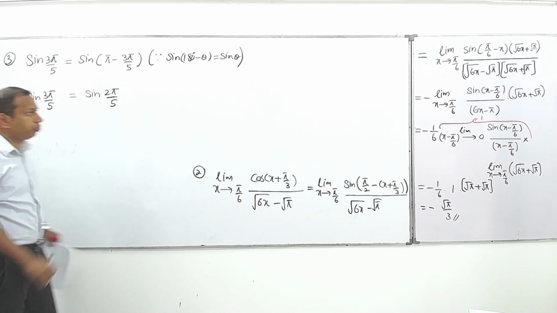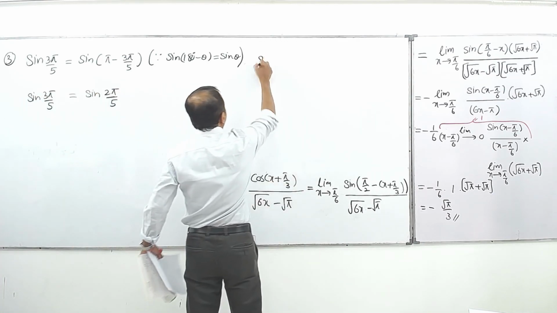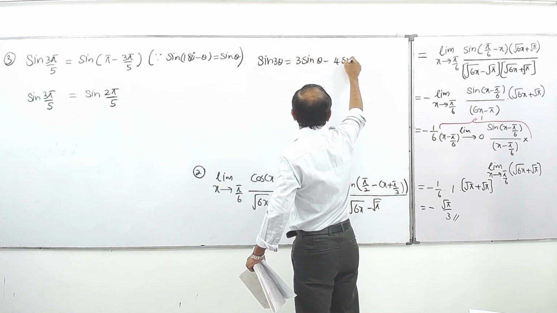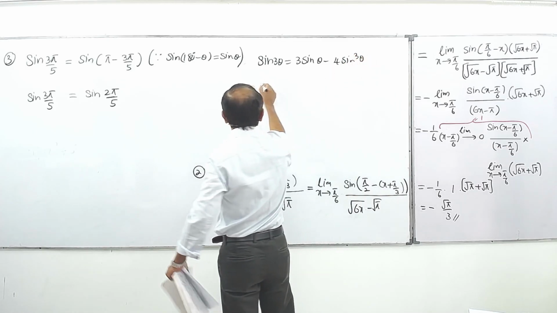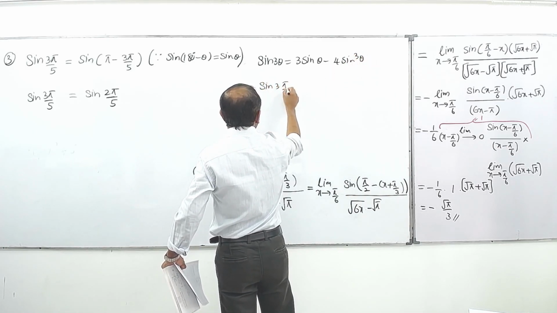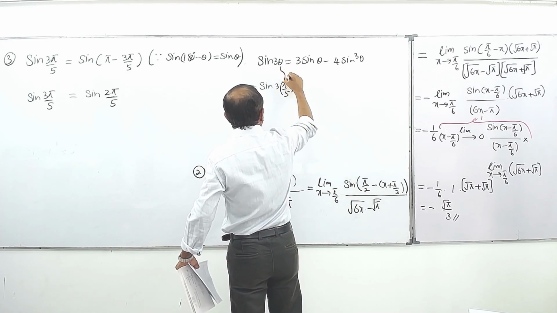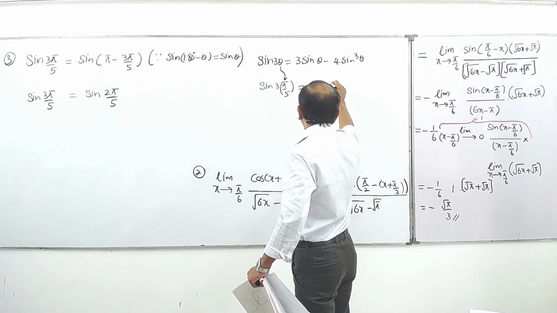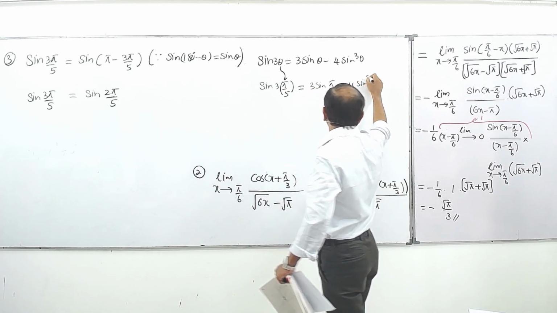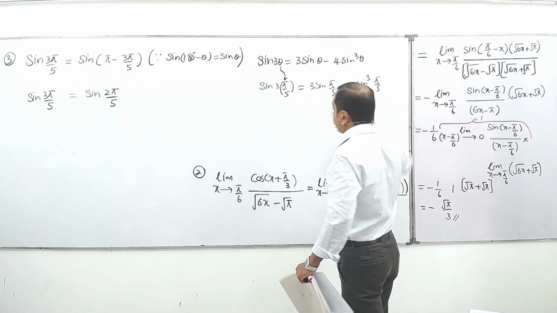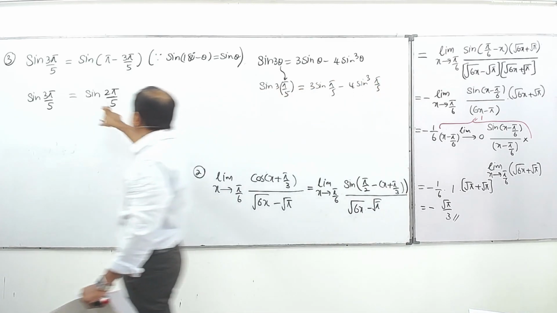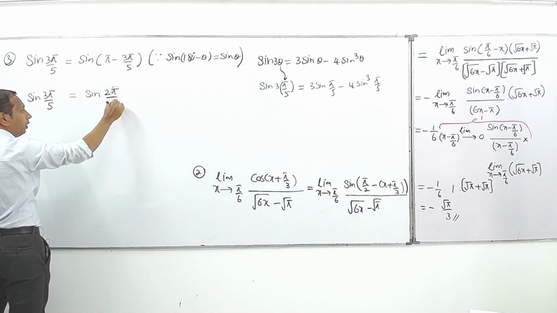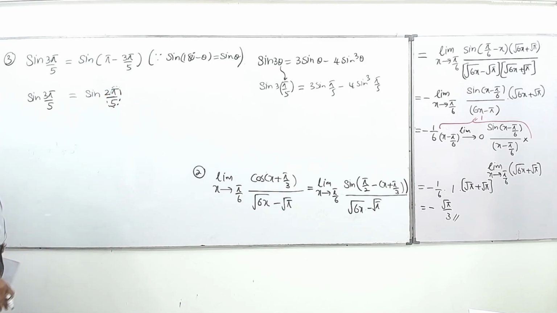Right. Now, you know the sine 3 theta formula. Sine 3 theta formula is 3 sine theta minus 4 sine cube theta. There, this sine 3 pi by 5, I take this theta as pi by 5. Then this sine 3 pi by 5, I can write 3 sine pi by 5 minus 4 sine cube pi by 5. And here, right hand side, we have sine 2 pi by 5, I take this pi by 5 as theta. Here we have sine 2 theta. It is 2 sine theta cos theta.